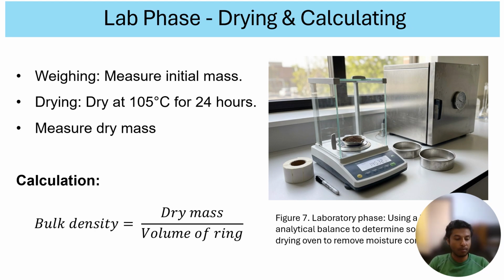So to calculate the bulk density, we simply take that dry mass in grams and divide it by the pre-calculated volume of our sampling ring in cubic centimeters. For the types of silt, loam and sandy soils we find in these Florida regions, the typical healthy bulk density range lands somewhere between 1.1 and 1.6 grams per cubic centimeter. So in this way we can calculate the bulk density.